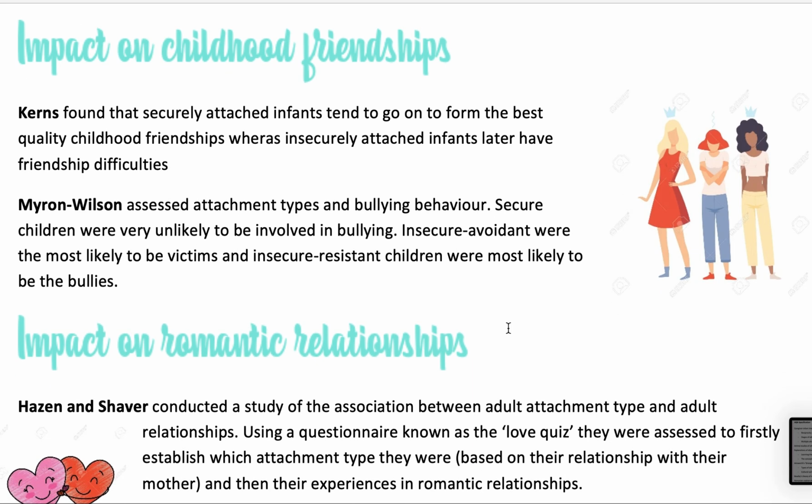So impact on childhood friendships. If you were securely attached as an infant, you're likely to have the most successful friendships, and you're more likely to have problematic friendship difficulties, fallouts, etc. if you are insecurely attached as an infant. In terms of bullying, the insecure avoidant were most likely to be the victims, and insecure resistant were the bullies, and secure were least likely to be involved in bullying.